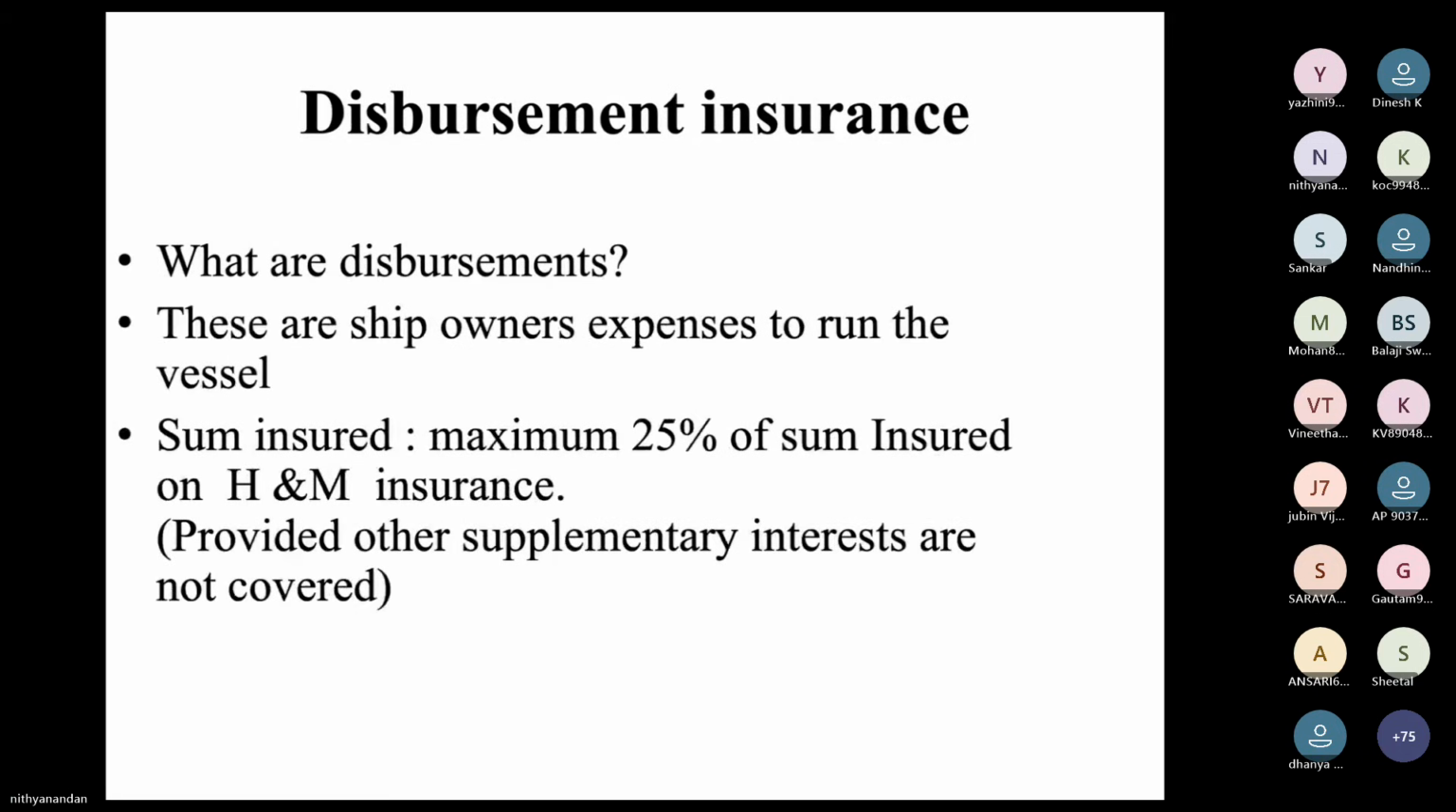Disbursement. What is disbursement insurance? These are the ship owner's expenses to run the vessel. As I told you, maybe the fuel expenses, salary of the crew members, everything put together is called disbursements. The sum insured for this policy should be a maximum of 25% of the sum insured under the hull and machinery policy. There are two subsidiary interests involved. One is disbursement, another one is freight.